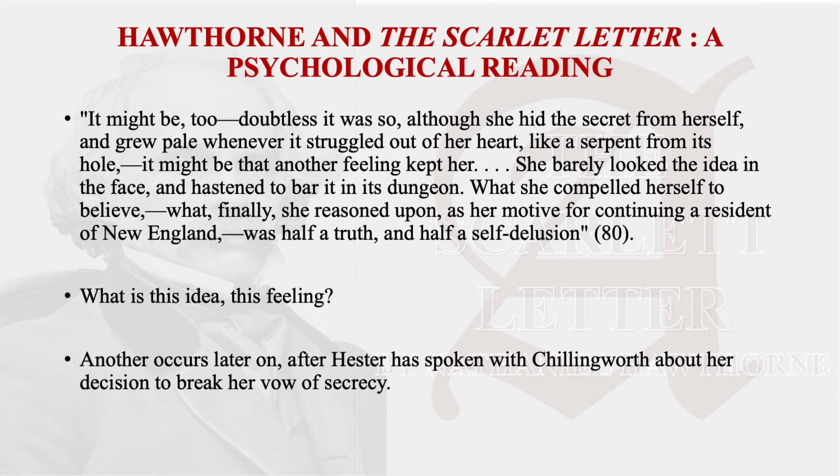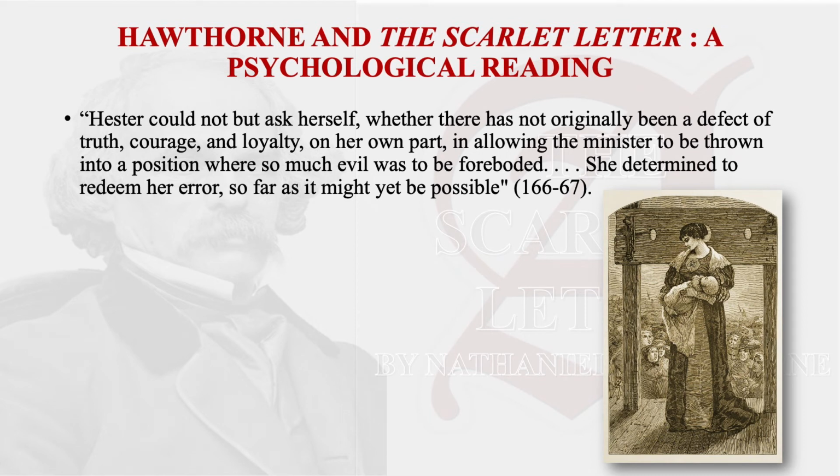Another occurs later on, after Hester has spoken with Chillingworth about her decision to break her vow of secrecy. Hester has previously constructed for herself a noble, which is to say, unselfish explanation of the act she has decided to perform. "Hester could not but ask herself whether there had not originally been a defect of truth, courage, and loyalty on her own part in allowing the minister to be thrown into a position where so much evil was to be foreboded. She determined to redeem her error so far as it might yet be possible." Nobody can disapprove, after all, of an act motivated by the desire to be true, courageous, and loyal.